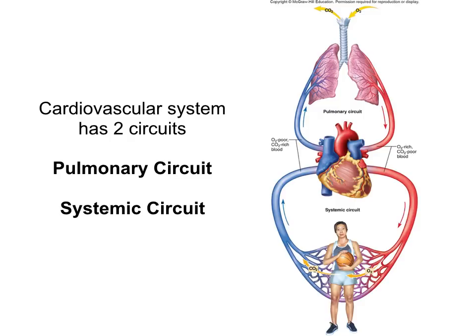Now the cardiovascular system is composed of two circuits. The pulmonary circuit involves blood flow to and from the exchange surfaces in the lungs. The systemic circuit is blood flow to and from the rest of the body.